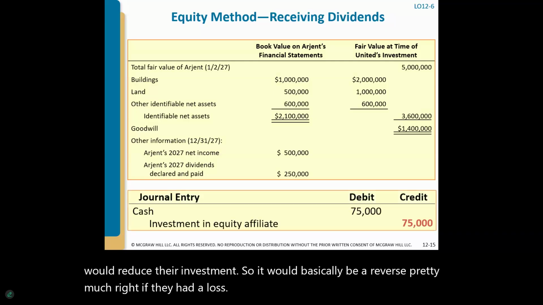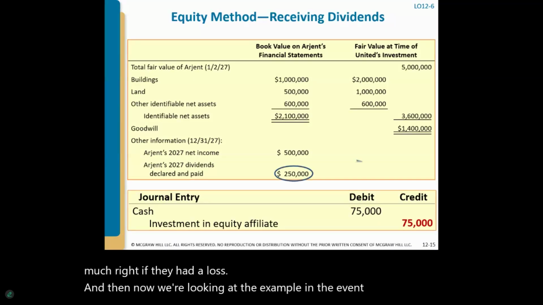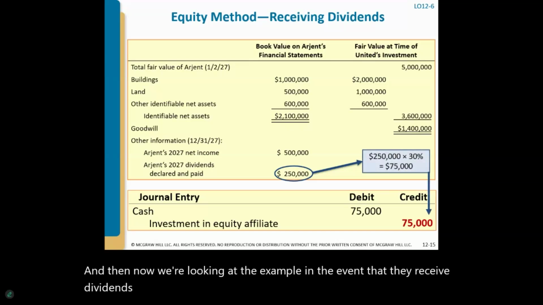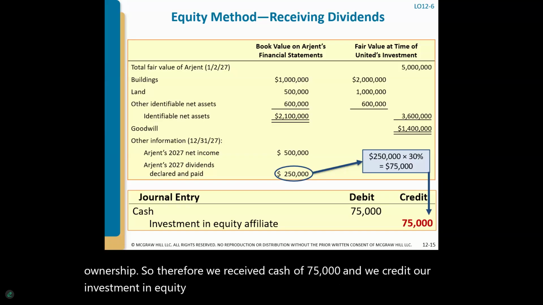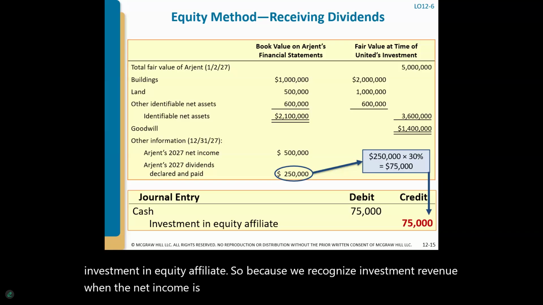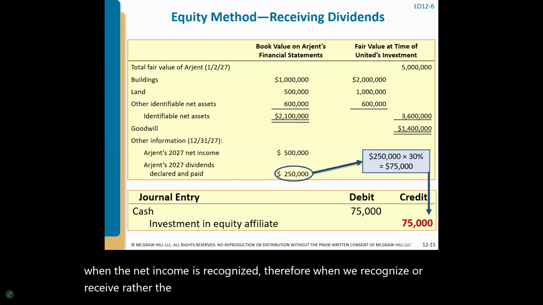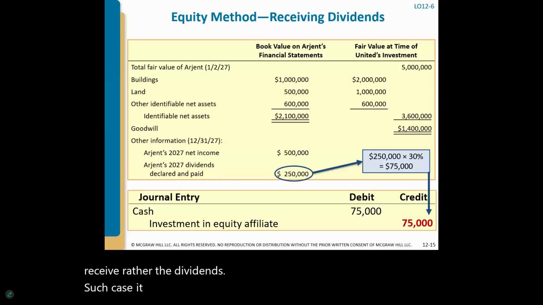Now we're looking at the example in the event that they receive dividends. Same logic. They declared and paid 250,000. We have 30% ownership, so we received cash of 75,000 and we credit our investment in equity affiliate. Because we recognize investment revenue when the net income is recognized, when we receive the dividends, it reduces the investee's net assets.